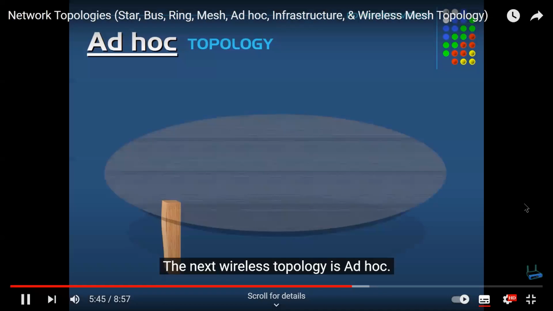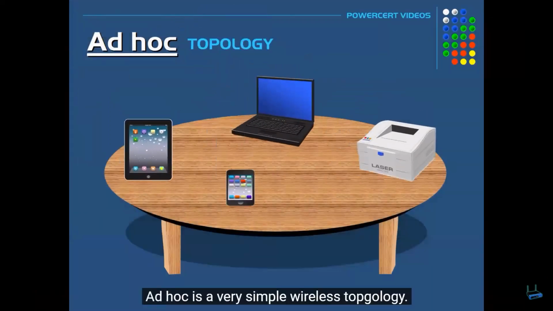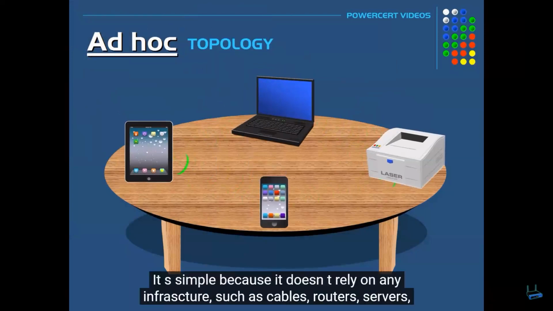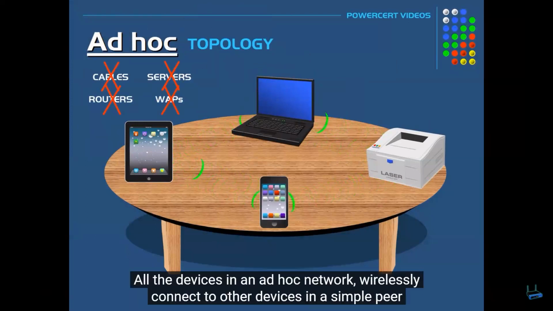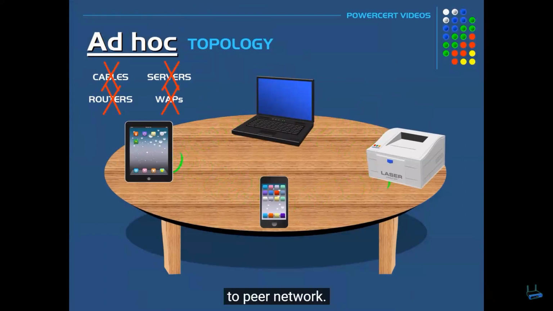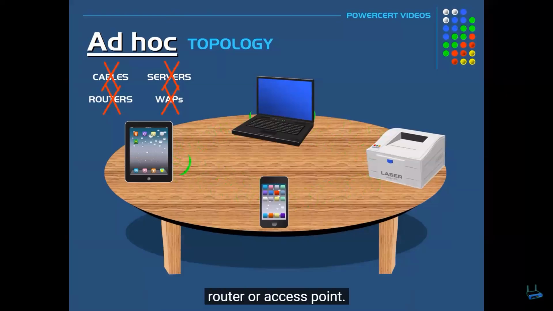And the next wireless topology is ad hoc. Ad hoc is a very simple wireless topology, and it's simple because it doesn't rely on any infrastructure such as cables, routers, servers, or wireless access points. All the devices in an ad hoc network wirelessly connect to other devices in a simple peer-to-peer network. They directly connect to each other without using a centralized device, such as a Wi-Fi router or access point.